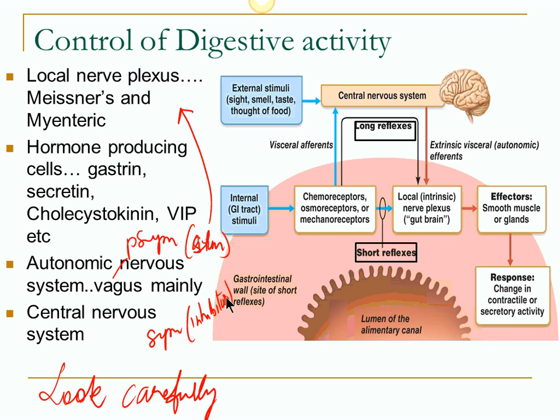And along with the autonomic nervous system, we have the central nervous system, various parts where you have emotions and other things which can play a role. Okay? So let's see how all of these play a part.